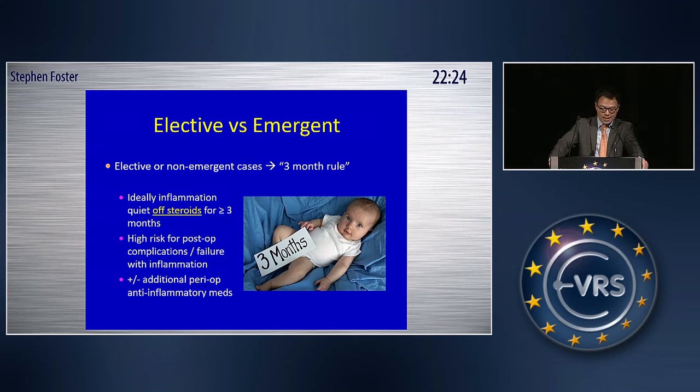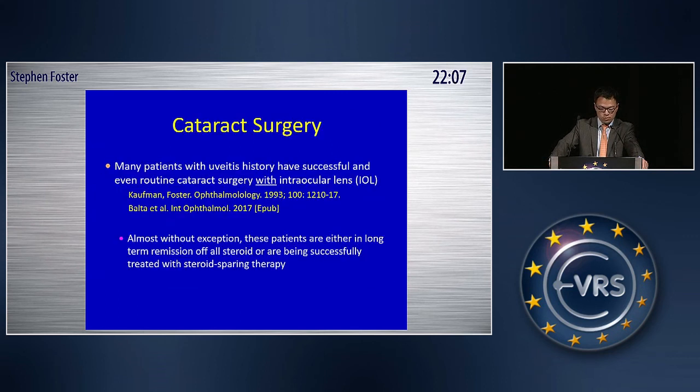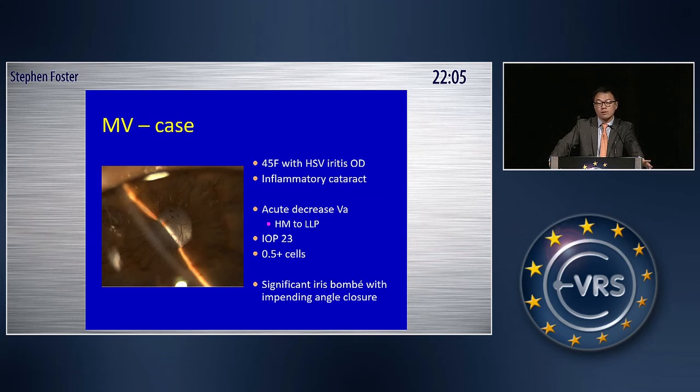I think the take-home message is that you ideally want to wait 3 months until the uveitis is quiet, and then you can go ahead and do your cataract surgery. You can have your colleague do the glaucoma surgery, but really the eye should be quiet for 3 months. And then we went on to talk about IOL implantation. We like IOL implantation, actually. It used to be almost forbidden, especially in kids with JIA uveitis, but it actually has great results.